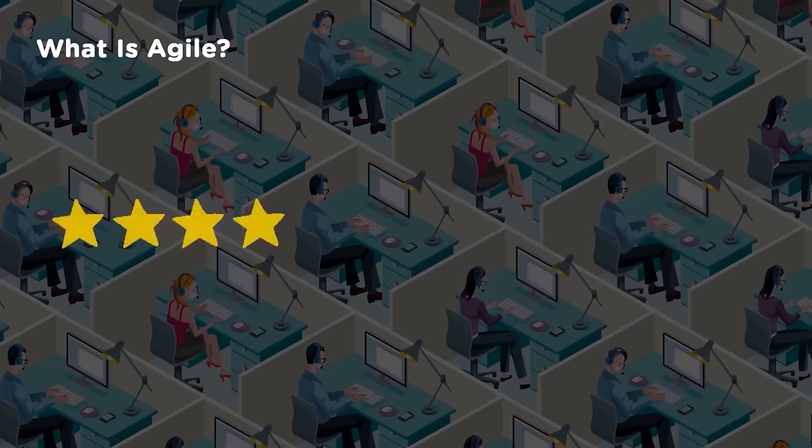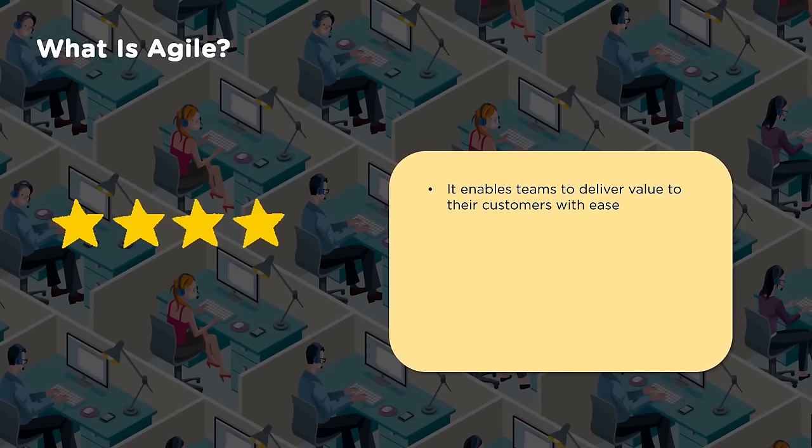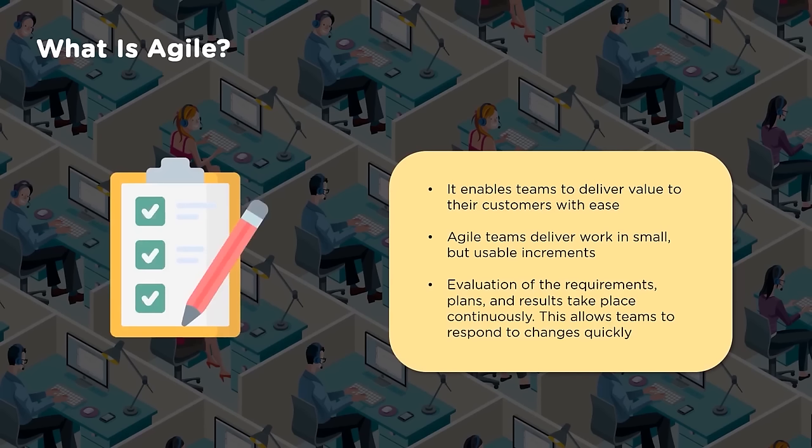It enables teams to deliver value to their customers with ease. Agile teams deliver work in small but usable increments. Then evaluation of the requirements, plans and results takes place continuously. This allows teams to respond to changes quickly. Now, change was one of the scenarios we were speaking about. Responding to change quickly is one of the disadvantages we spoke about, and here it is addressed. It is considered to be addressed, that is very important.